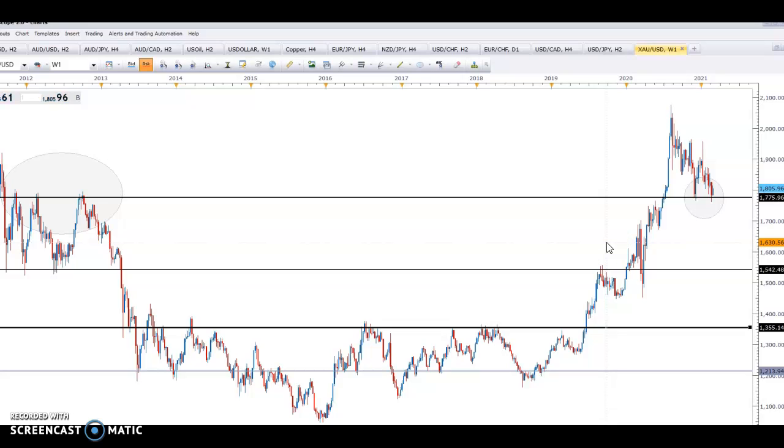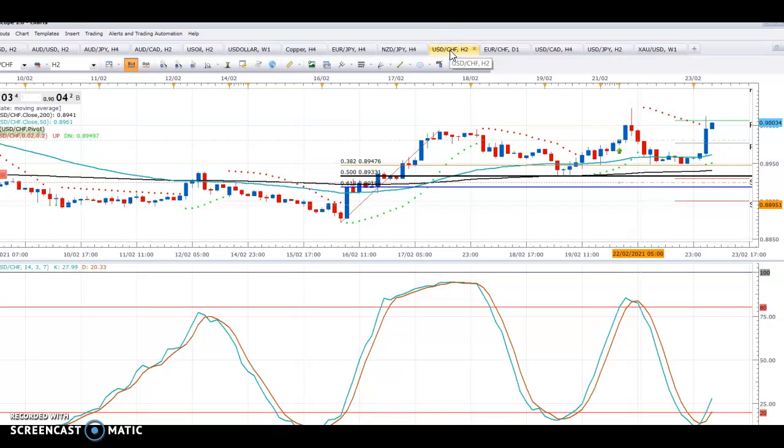Now we do this every week. I do this every Sunday. Review the support lines, resistance lines on all the charts, and I send this to our VIP members. Let's just jump into the US Swiss for a second.